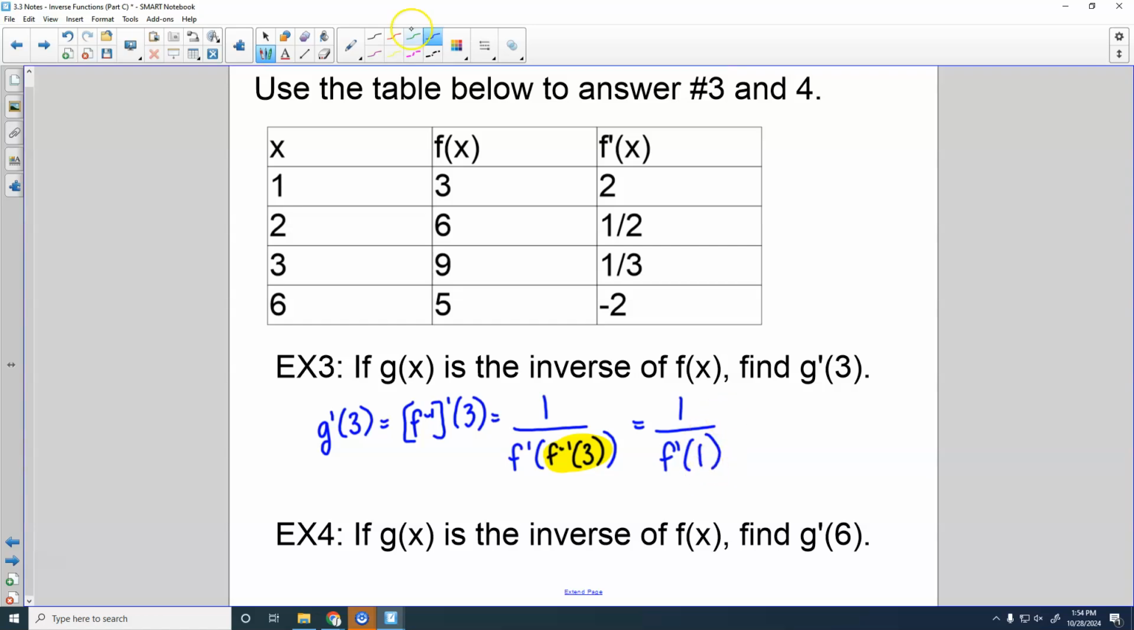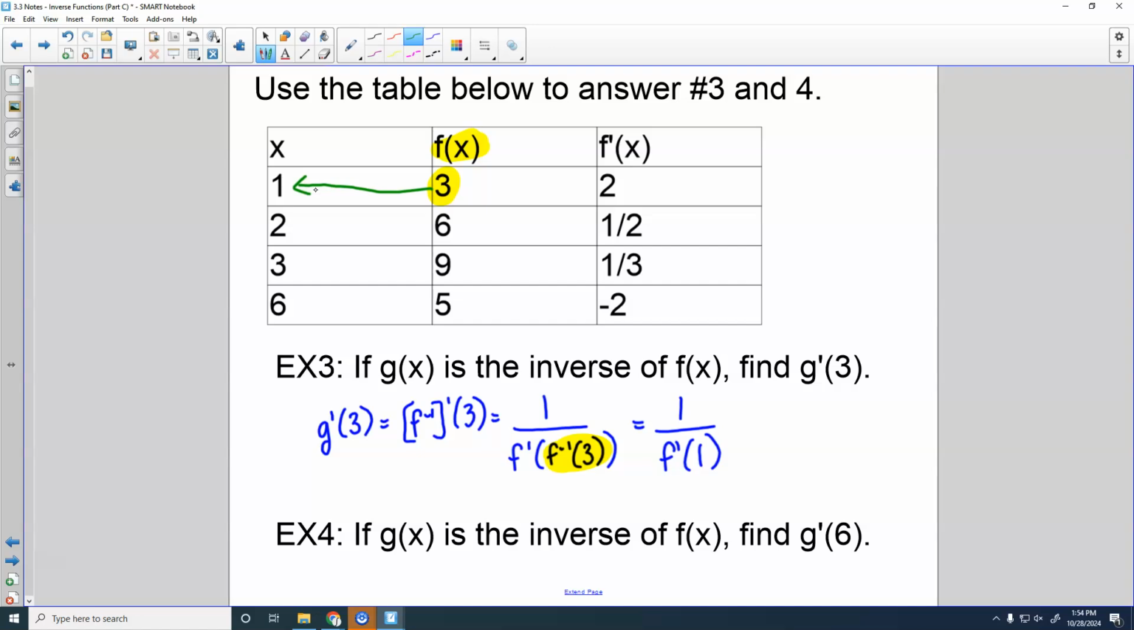And we find that because the 3 is the x-coordinate on our inverse, which means it was the y-coordinate, or the f of x coordinate, on our original function, right? So we're looking for a 3 here. There it is. And the x that goes with it is your inverse right there.